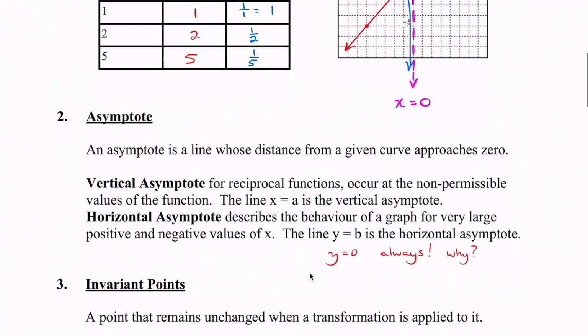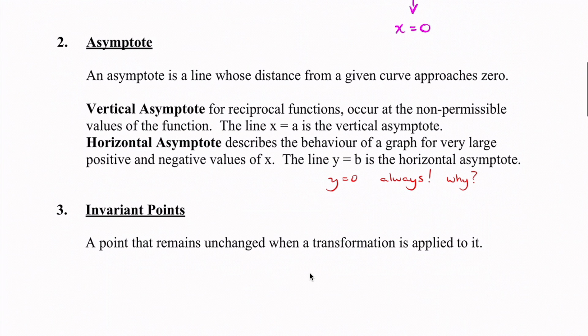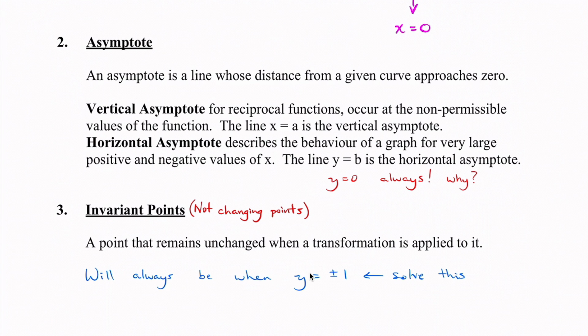So next we have invariant points. The word vary means to change. So if it's invariant, that means it's not changing. So these points do not change. It says a point that remains unchanged when a transformation is applied to it. So that's when we take the reciprocal function. That's what the transformation would be. So these are always going to occur at y equals positive and negative 1. So we just change the y to be a positive and negative 1, and then that is what we solve.